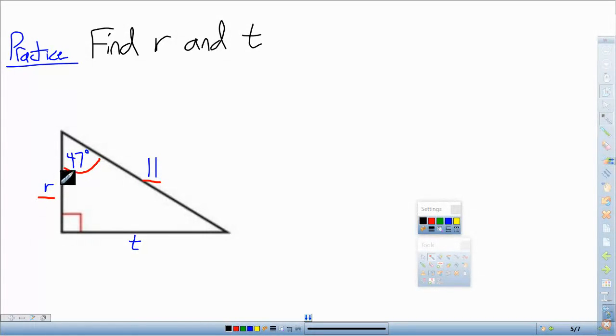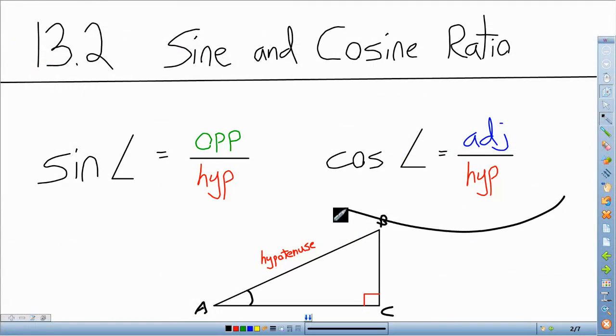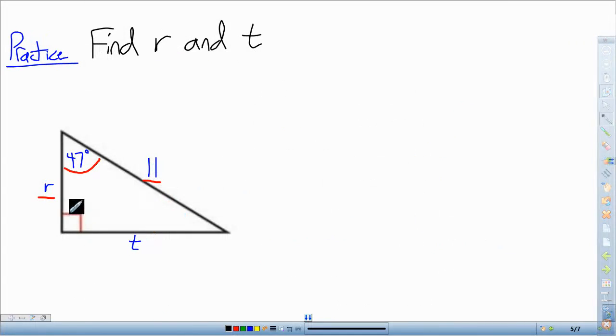Okay, so here's what I noticed. If we're using this angle, R is adjacent to our angle, and 11 is the hypotenuse. So real quick reminder, adjacent over hypotenuse, that is cosine. So I must use cosine to find R. Let's go ahead and do it. Cosine of our angle, 47 degrees, equals adjacent over hypotenuse. Adjacent is R, over hypotenuse, 11.